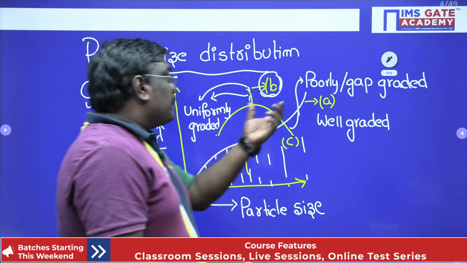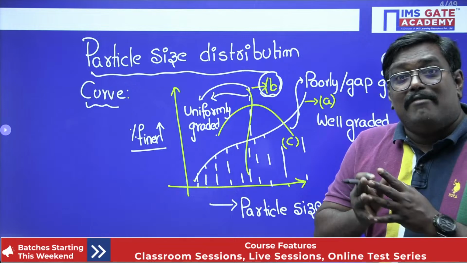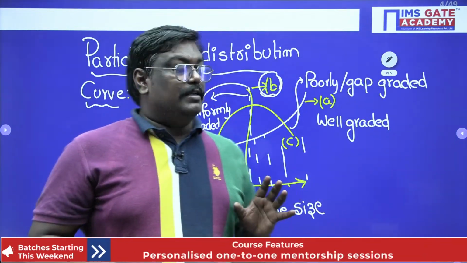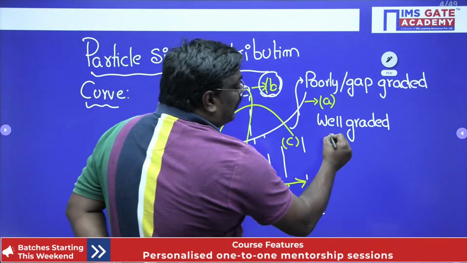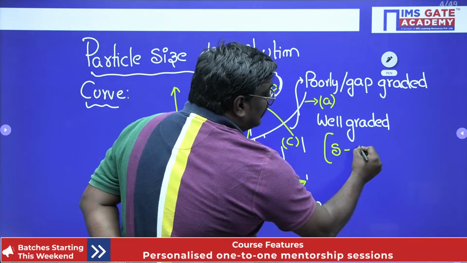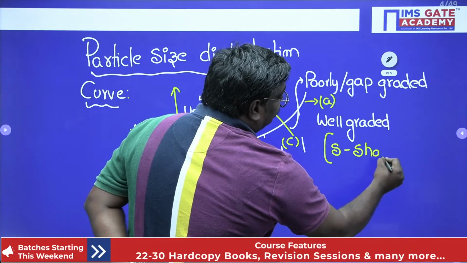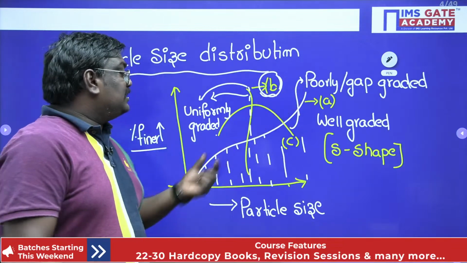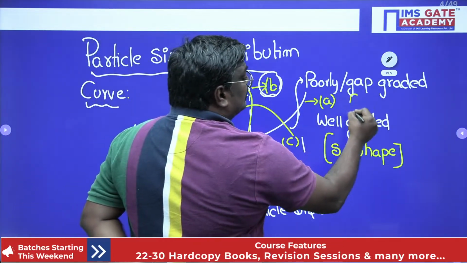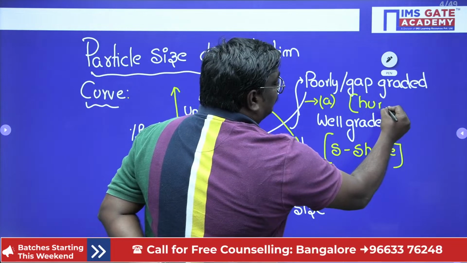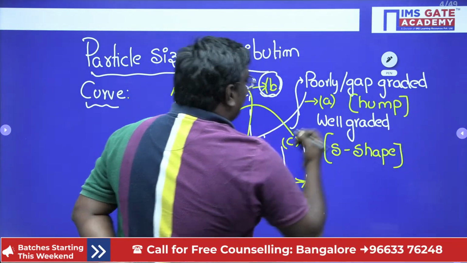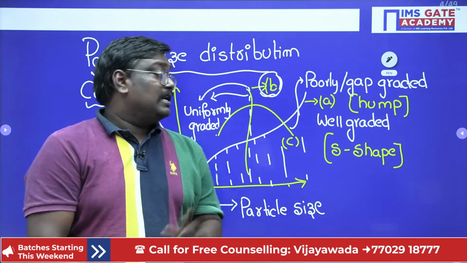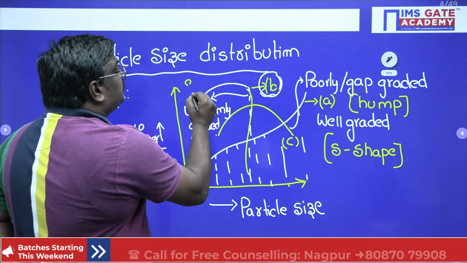Okay students, so what is a well-graded soil? A well-graded soil is a soil where particles of all sizes are present. The shape of a well-graded soil on the graph is an S shape. When I talk about poorly graded, how is the shape? The shape is nothing but a hump shape. When the particles are all of the same size, uniformly graded, it indicates a steep slope.